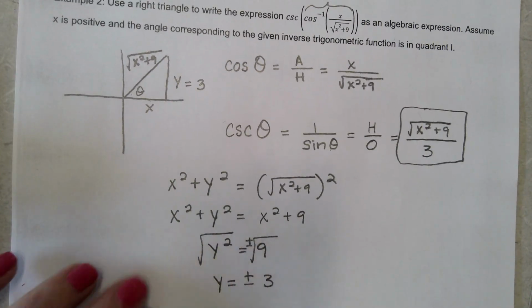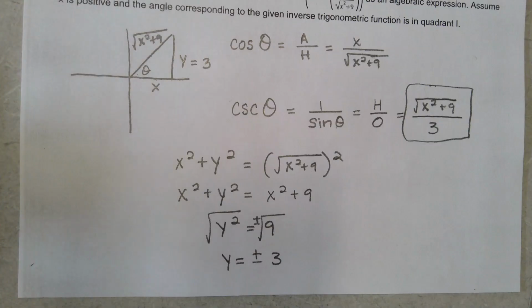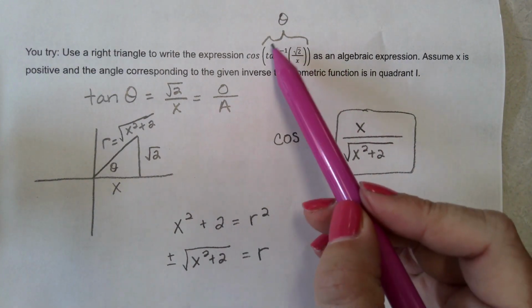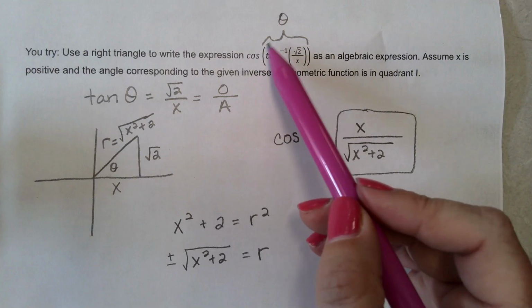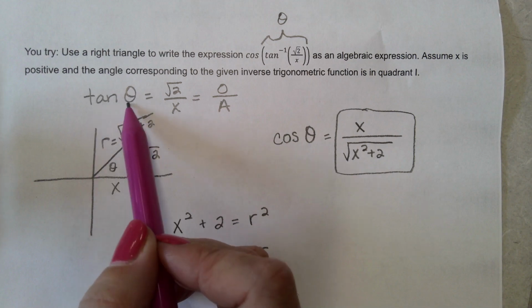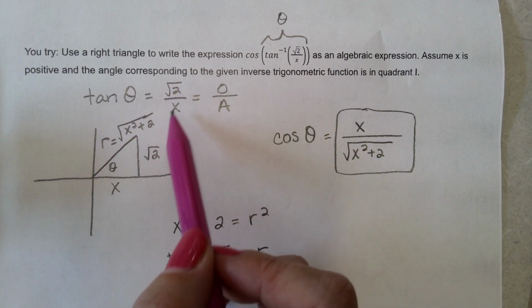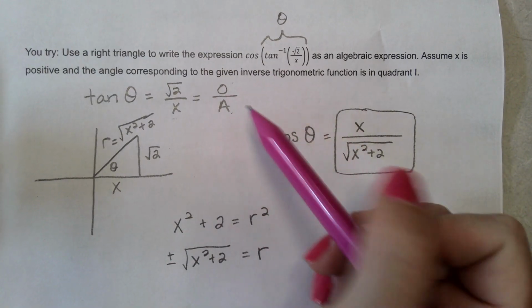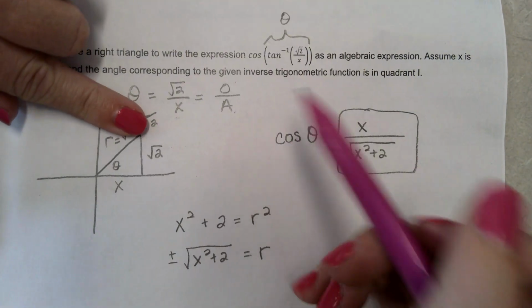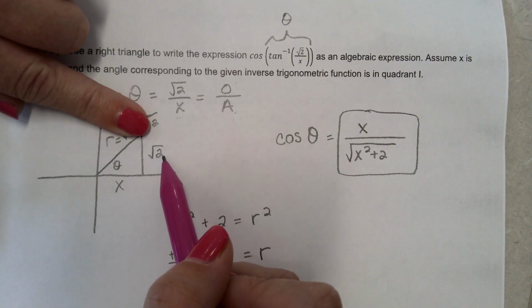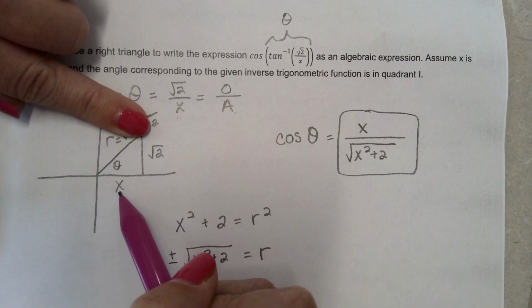So pause the video now and try the you-try problem on your own. I saw that my inverse tangent is going to be my theta. So I was able to rewrite this as tangent of theta is the square root of 2 over x. I remembered that my tangent is my opposite over my adjacent. I did not have my r yet, but my opposite was the square root of 2, my adjacent was x.